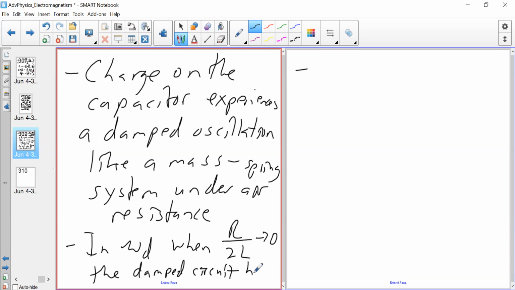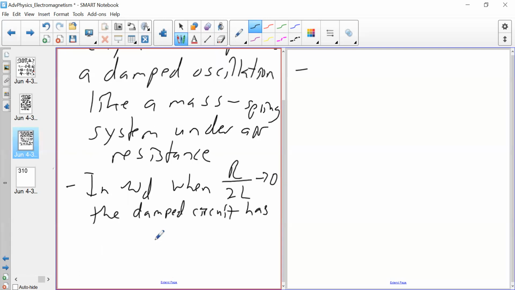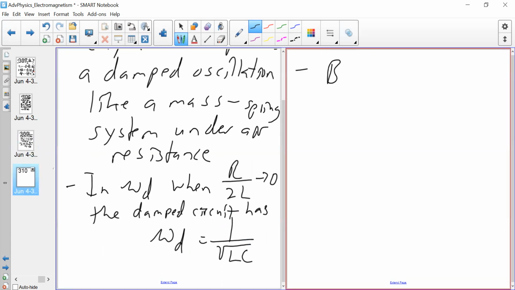The undamped circuit has an angular frequency equal to 1 over the square root of LC. Because now I equals dq/dt, we're taking the time derivative of a damping charge. The current also gets damped, so everything damps.